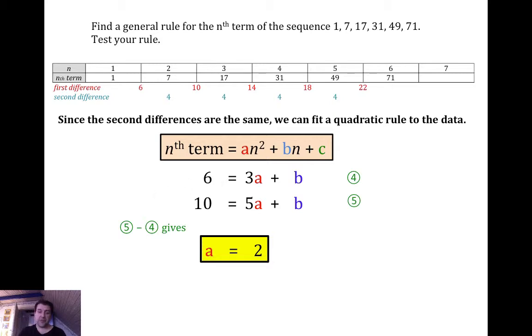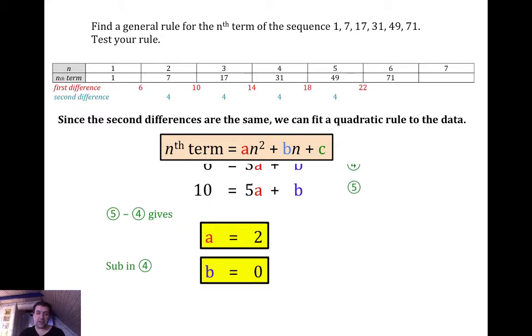So equation 4 was 6 equals 3a plus b. Now that we know that a equals 2, we can say 6 equals 6 plus b. Take away 6 from both sides to get 0 equal to b. So that's what b is. b equals 0. Now that we know what a and b are, we can go all the way back to the beginning and plug those into one of our original equations.